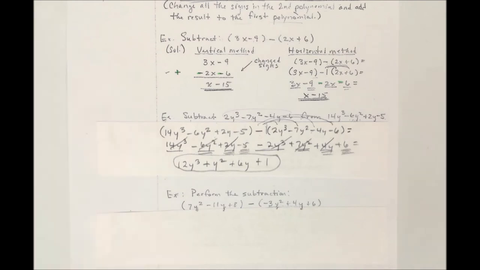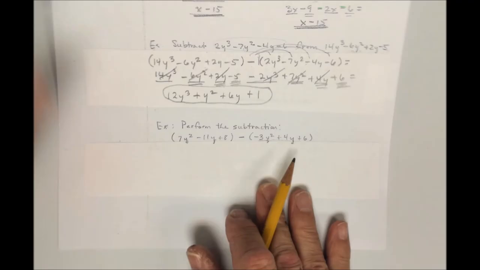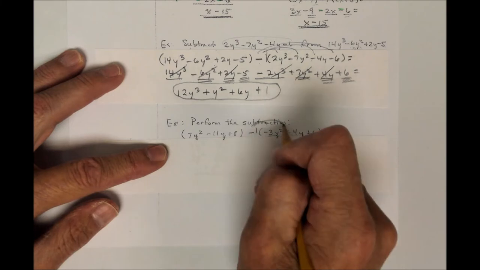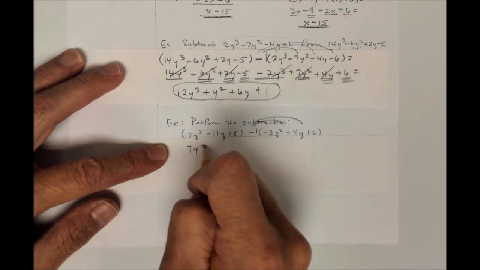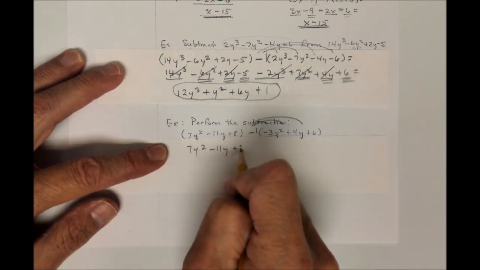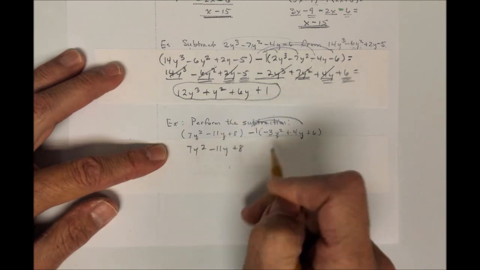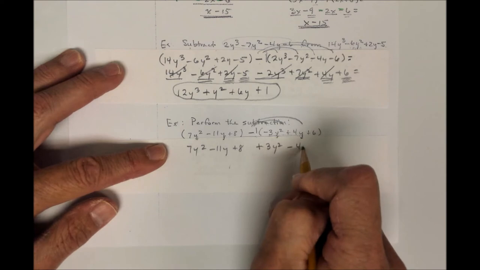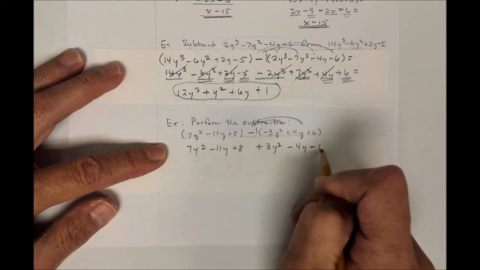All right, now this is going to work kind of the same, except that this is already written as a subtraction, so I don't have to worry about switching anything. It's already set up. So again, I'm going to put the 1 right there that I'm going to distribute by. 7y squared minus 11y plus 8 plus 3y squared minus 4y minus 6.